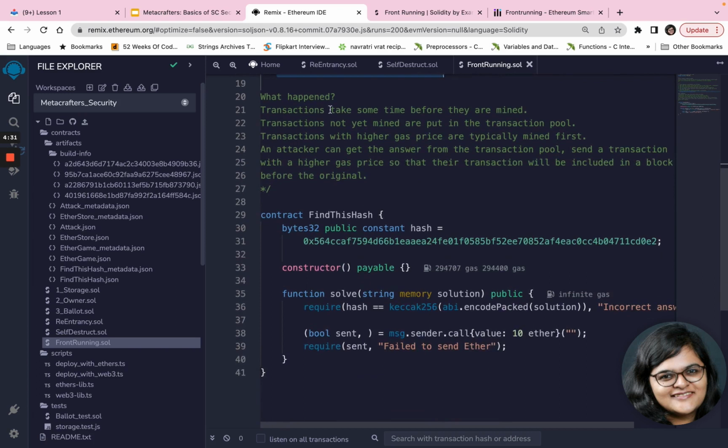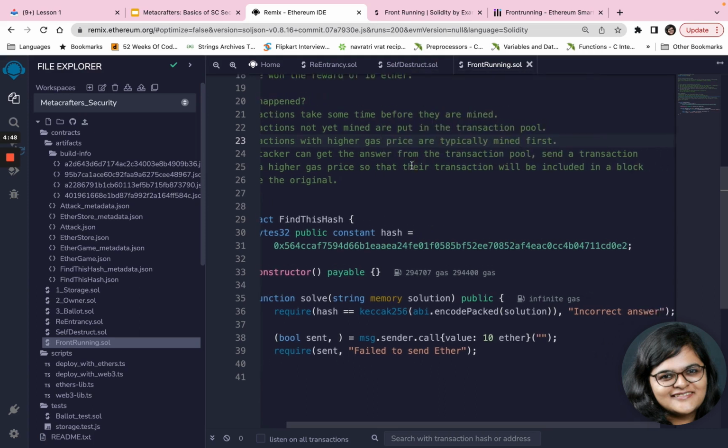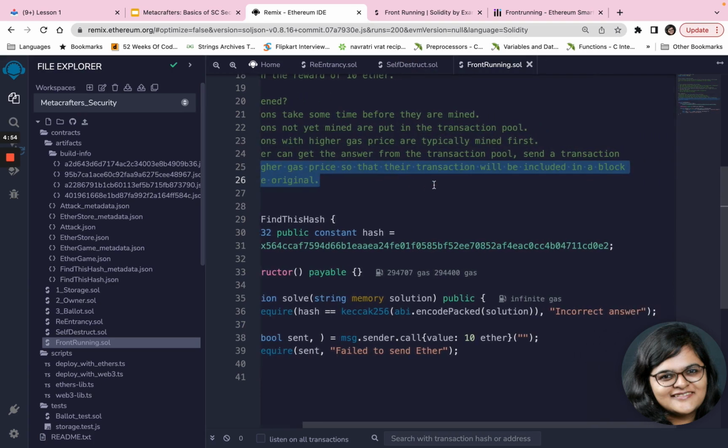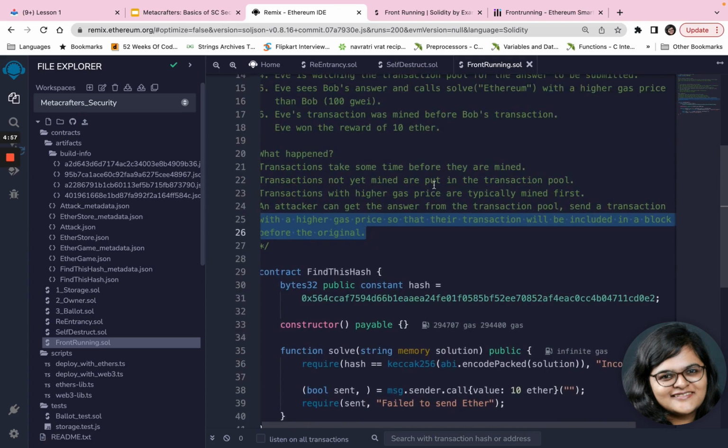What is happening here is that transactions take some time before they are mined, and whichever are not yet mined are put in the transaction pool. I'm sure as you might be dealing with MetaMask doing some transactions, you might see that something is still pending. That means it's still in the transaction pool. An attacker can get the answer from the transaction pool, send a transaction with a higher gas price so that their transaction will be included in a block before the original.